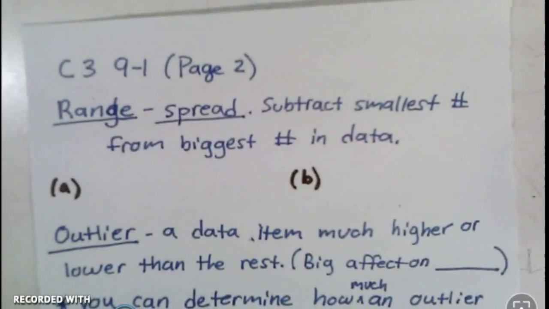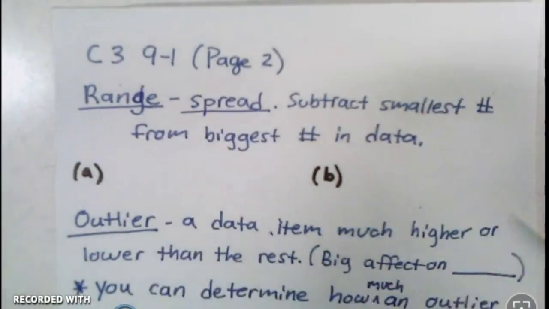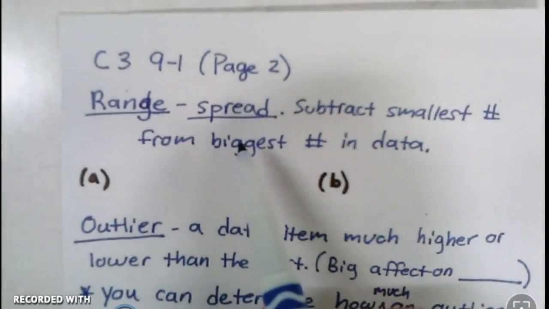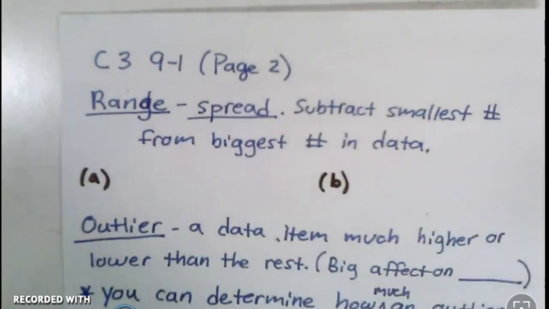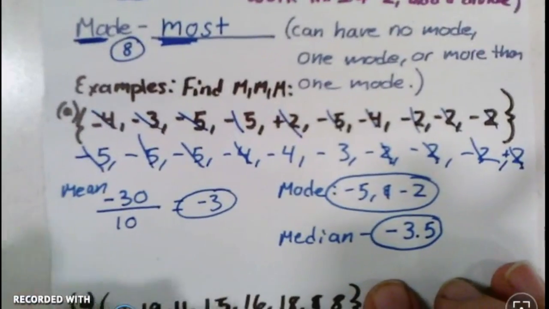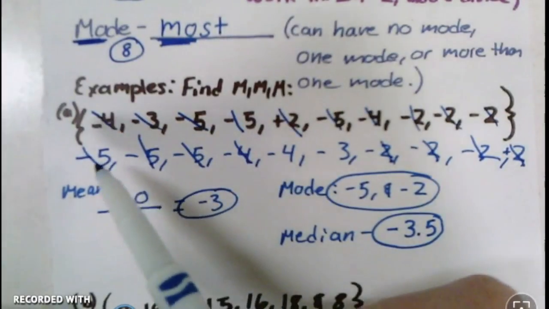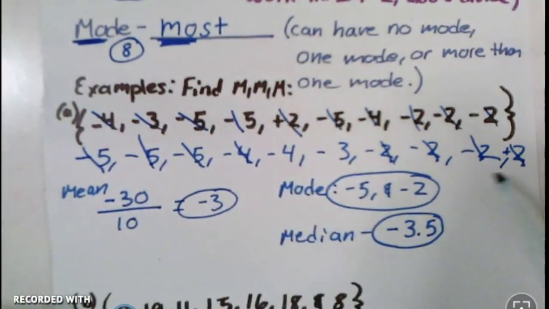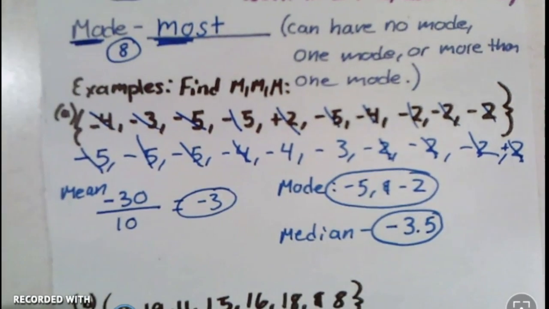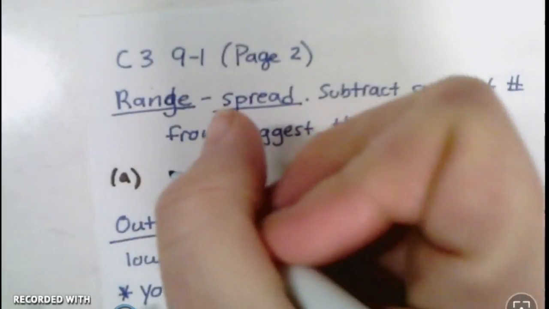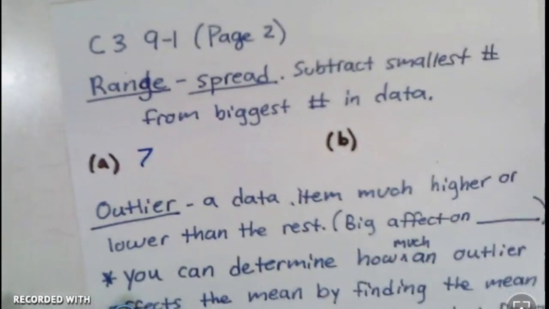All right, here's the next thing. So we've got range. Range stands for the spread. It's really easy to find this. All we're going to do is subtract the smallest number from the biggest number in the data. So going back to A, our smallest number was -5, and our biggest number was 2. So what is 2 minus -5? I am subtracting a negative, which is the same thing as adding a positive. So I get my difference is 7. So that's my range. My range is 7. Find the range for B.